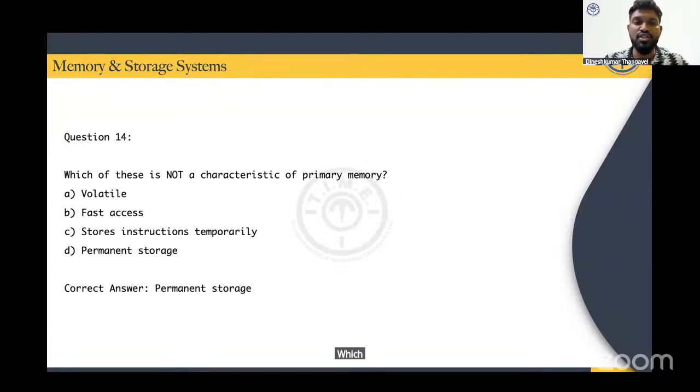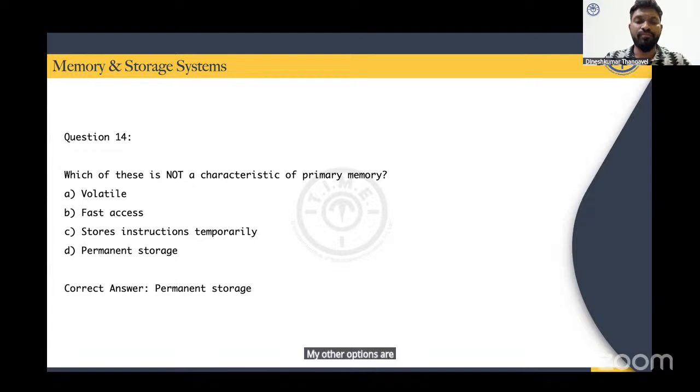Which of these is not a characteristic of primary memory? Properties also we have seen, right? And here the correct answer is permanent storage, because primary memory includes RAM and cache. The key properties are it is fast, temporary, and volatile. So permanent storage does not apply to primary memory.